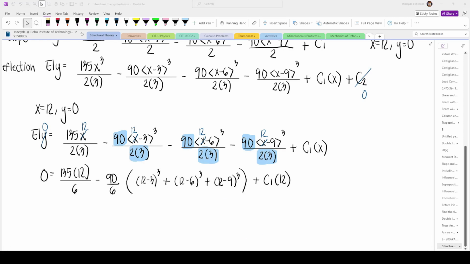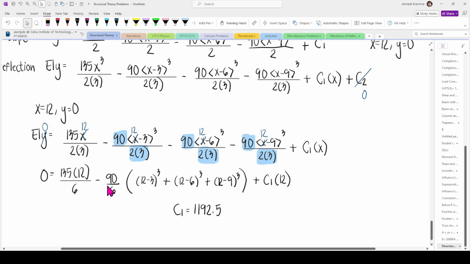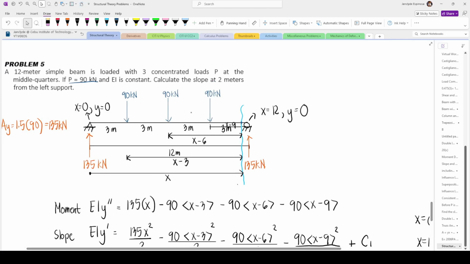So, input ko lang, 135 times 12 over 6 minus 90 over 6, and then 12 minus 3 cubed plus 12 minus 6 cubed, and then plus 12 minus 9 cubed, plus C1 multiplied by 12 equals 0. So, solving C1, saglit lang, plus 12x. Solving C1, I have 1192.5. Yan. And then now, I'm gonna solve the slope at 2 meters from the left support. So, this is at x equals 2.